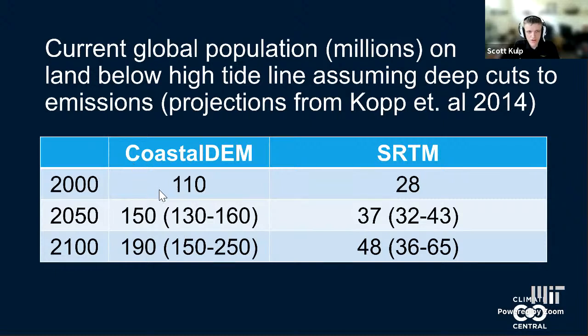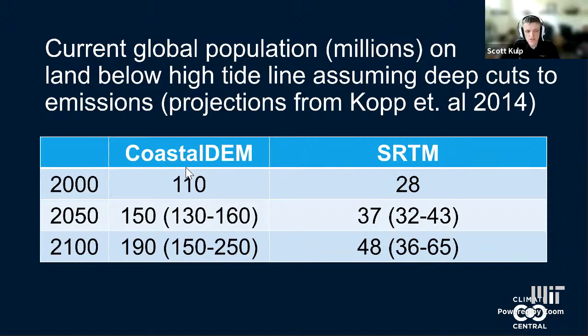These are the global populations below the high tide. So this is the best possible case. This is no annual flood, with low emissions, so this is basically the people who are projected to be under the coming high tide line. By 2100, it hits an estimate of 190 million, which is about 3 times. But basically, across the board, global numbers are about 3 times higher than what SRTM predicts.